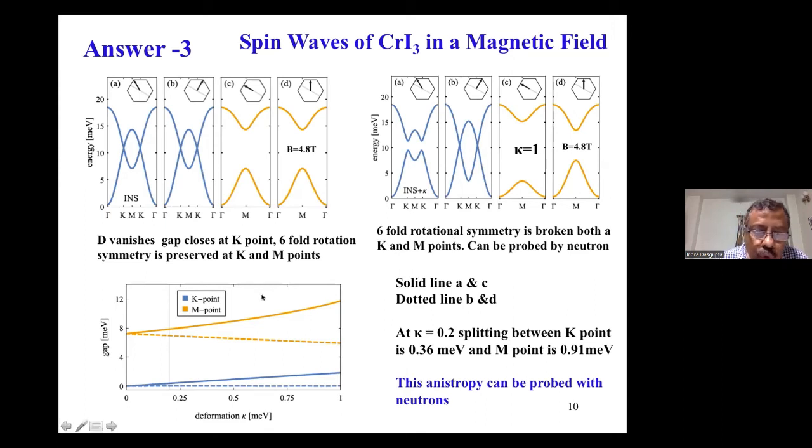What we have shown here are the gap values at the K point and at the M point. For a value of kappa equal to 0.2, which gives rise to a Kitaev of about 0.6, as estimated from the DFT result, the splitting at the K point turns out to be 0.36 millielectron volt, and at the M point about 0.91 millielectron volt. This anisotropy possibly could be probed with a neutron experiment done in a field.